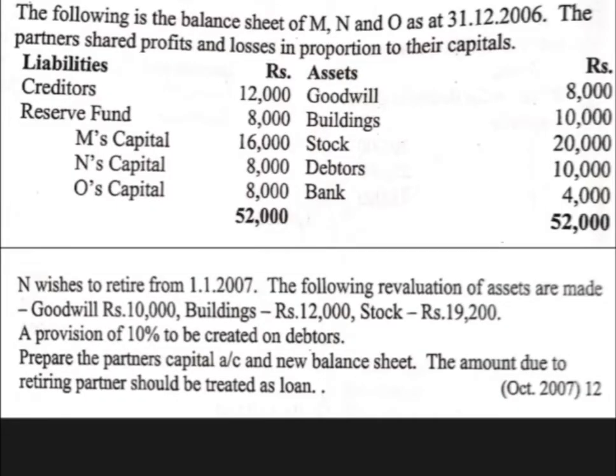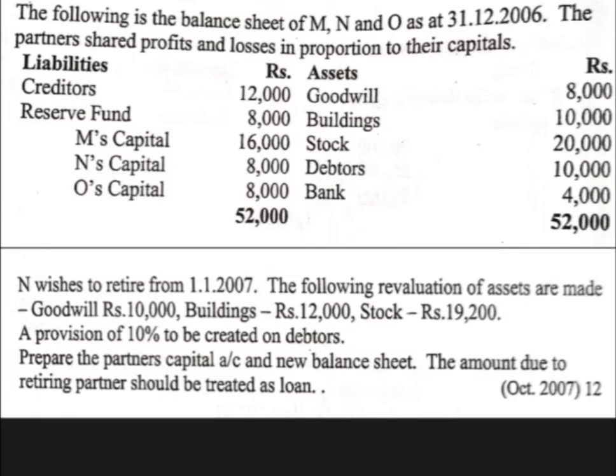The following is the balance sheet of M, N and O as at 31st December 2006. The partners shared the profits and losses in proportion to their capitals. On the asset side, we find goodwill, building, stock, debtors and bank balance. On the liability side, creditors, reserve fund, capitals of M, N and O. N wishes to retire from the firm on 1/1/2007.